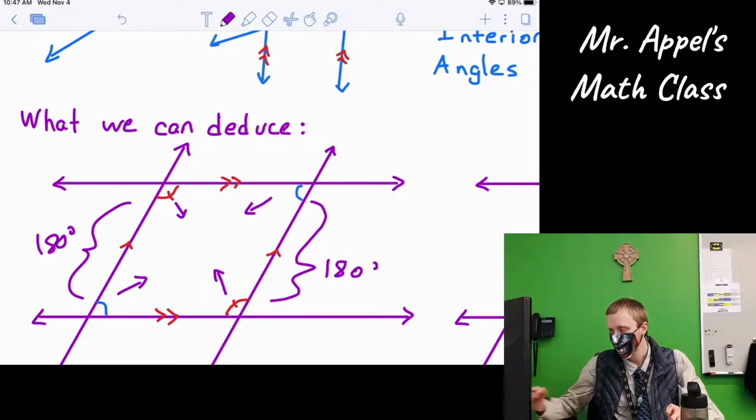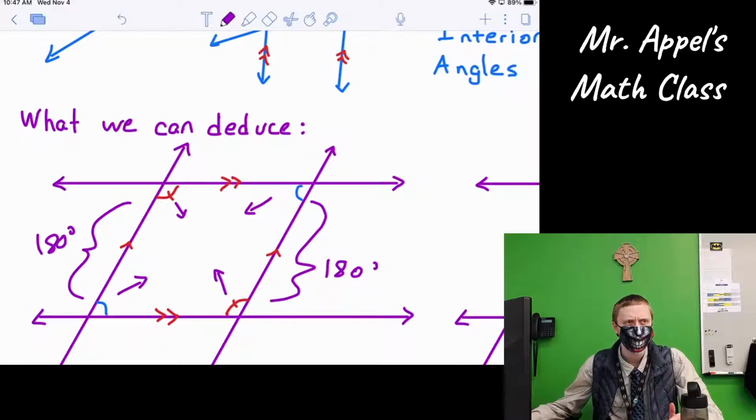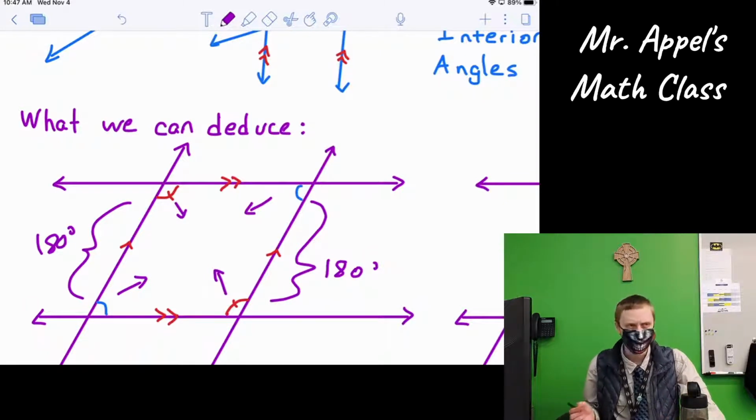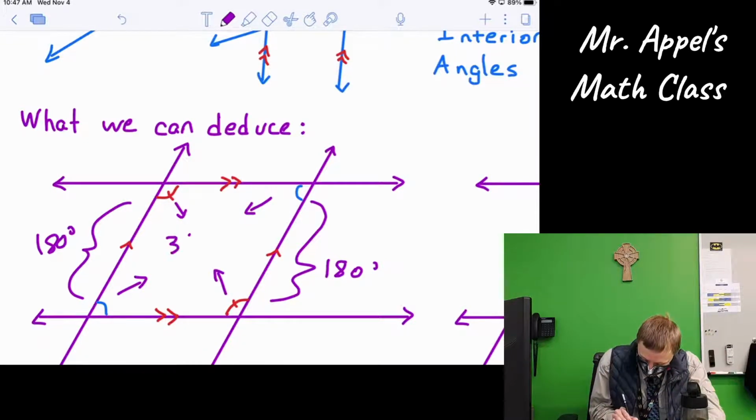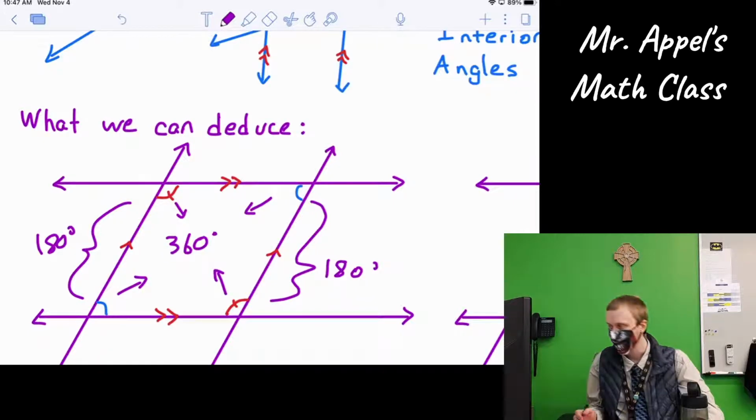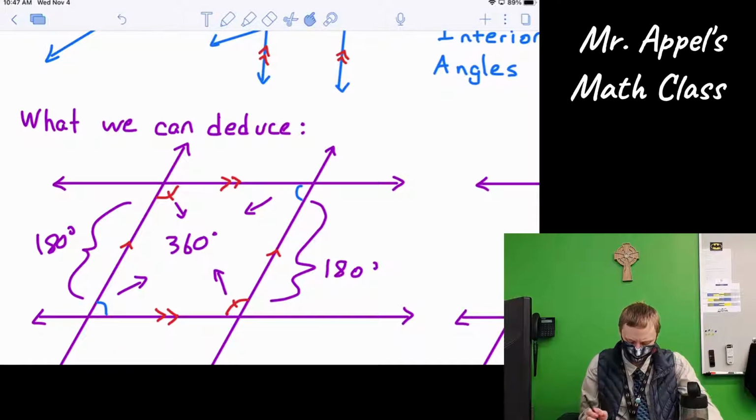Don't tell me your arithmetic has slipped so far already. 180 plus 180. Add it all together, what do you get? What's that? 360 degrees. Very good. Yeah, we did that same addition back with the circles, right? 360 degrees. We're going to see these numbers a lot, folks. Don't forget them.